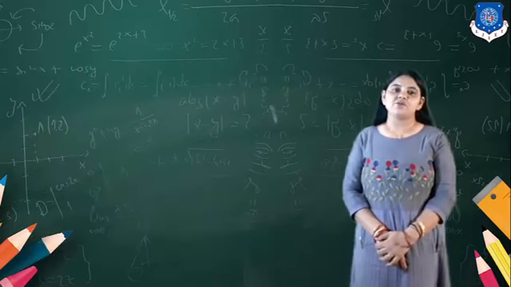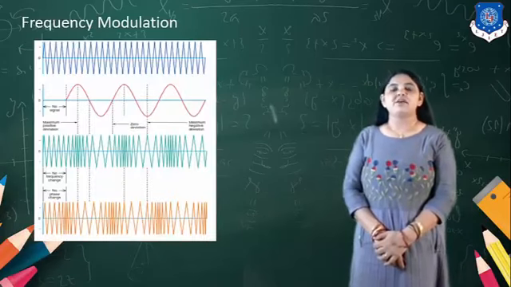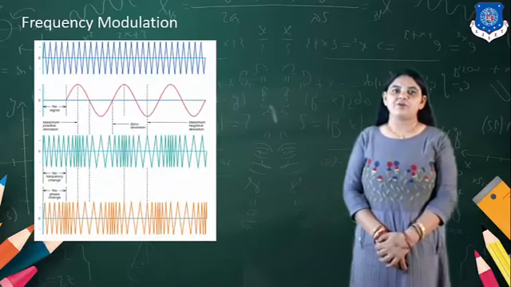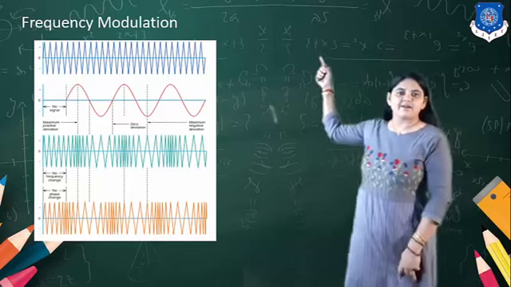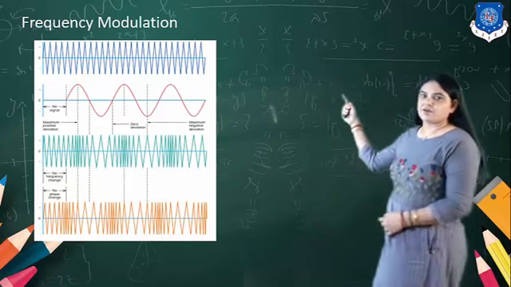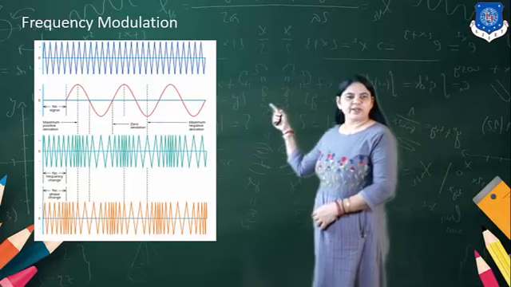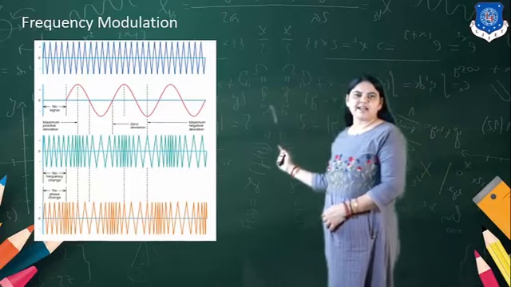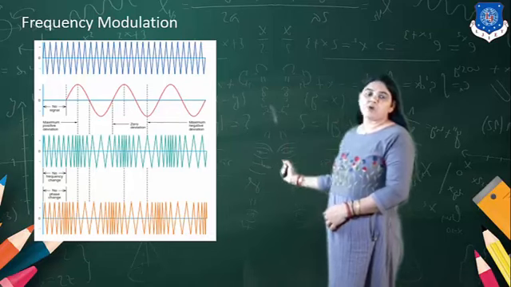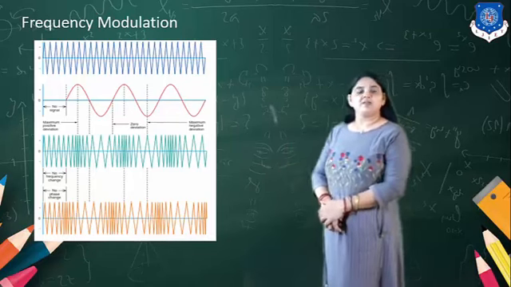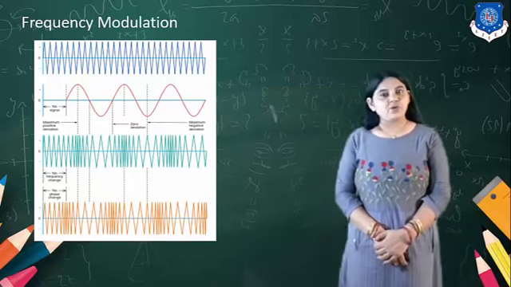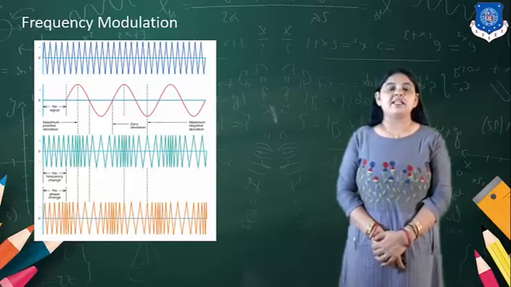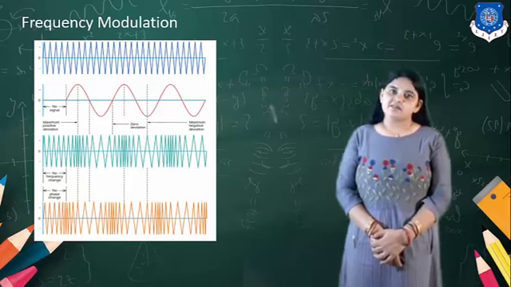Now, in this video, we will first see the effect of the modulation index. Here in the diagram you can see that we have the carrier signal, we have the modulating signal, and we have the frequency modulated output. Frequency modulation is the process in which the frequency of the carrier signal is changed in accordance with the amplitude of the modulating signal.